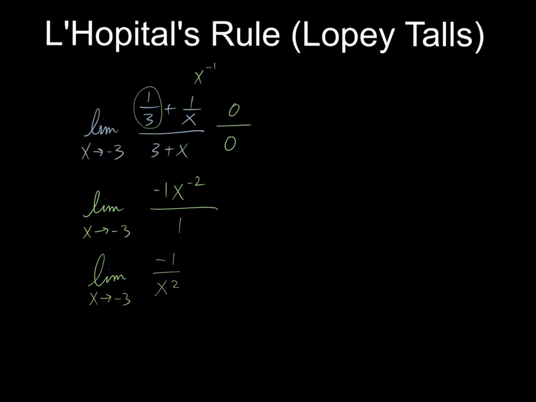Now sub in negative 3, and you get negative 1 over negative 3 squared. Be sure you actually square the negative sign on the bottom. Negative 1 over positive 9, negative 1/9.